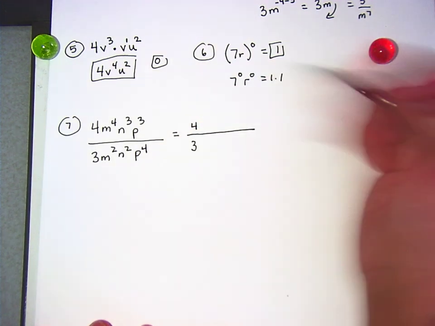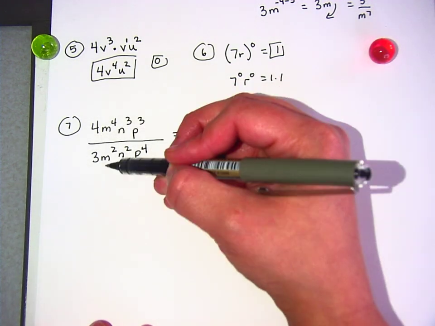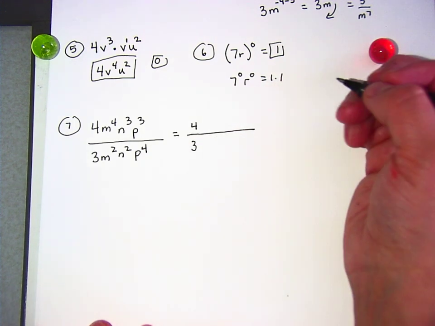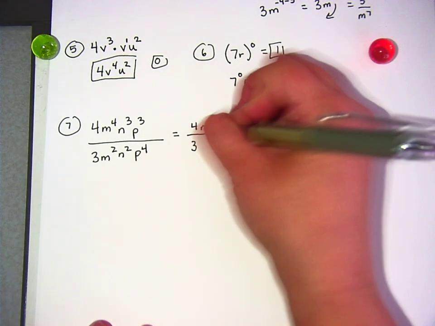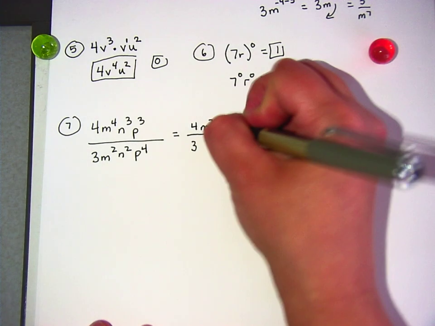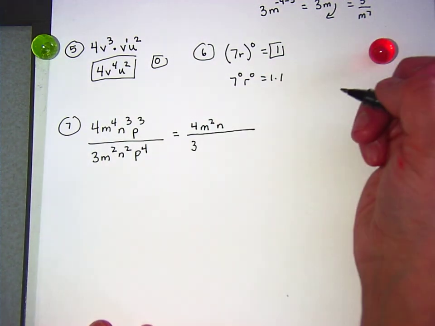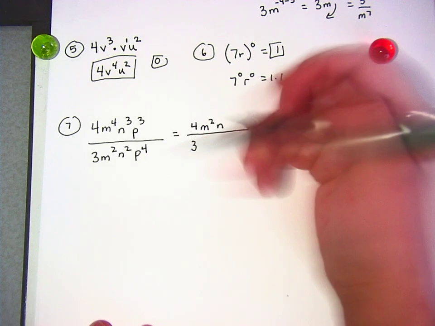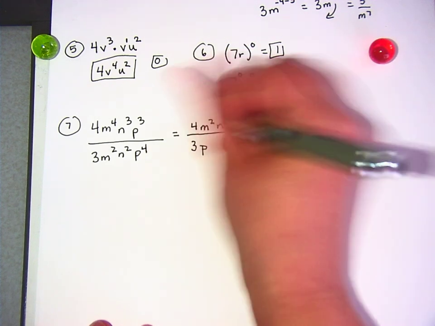4/3 stays. 4 M's on the top, 2 M's on the bottom. Cancel out to how many M's? 2 on the top. 3 N's on the top, 2 N's on the bottom. Cancels out to 1 N on the top. You can just write N or N to the first. 3 P's on the top, 4 P's on the bottom. That's 1 P on the bottom.